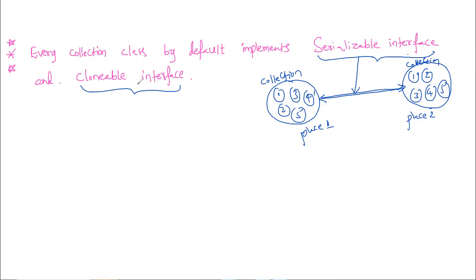Am I clear with this? What is Cloneable? What is the requirement of Cloneable? Here, one more point we have to understand. We discussed the difference between collections and arrays, correct? What is the next possible place where we can store some data?